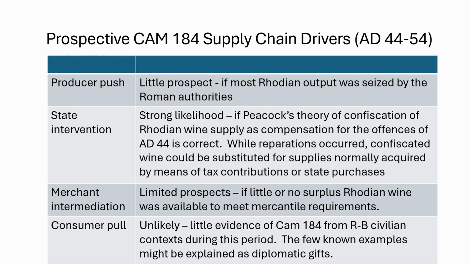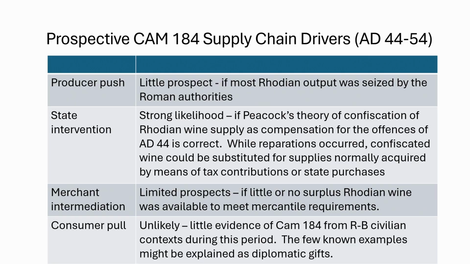So who's driving this system? Well, if we look back at those four key players, the first is the producers themselves, but there's little prospect of that. Most of their output, if David Peacock's right, has been confiscated by the military, and they've probably little more than enough to meet their own basic needs. The state is quite likely to be a strong player, again if Peacock's theory of reparations and the Romans using the material for their own military needs is correct.